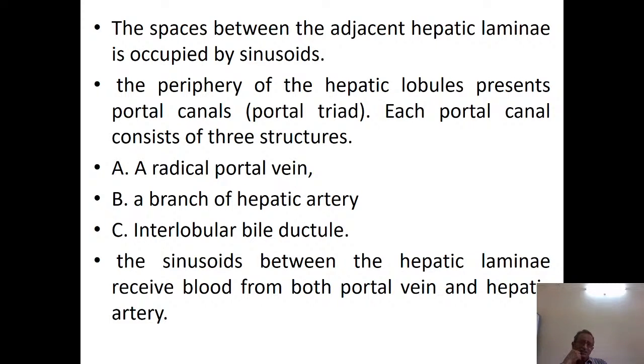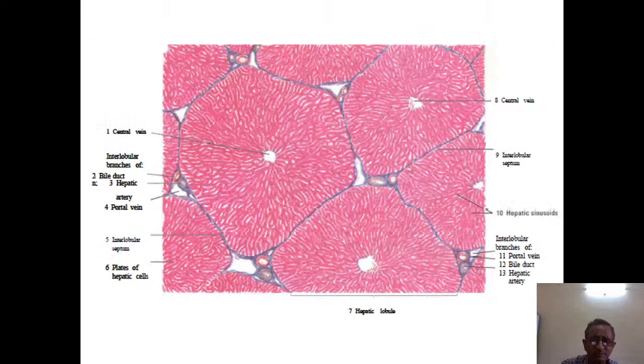The spaces between the adjacent hepatic laminae are occupied by sinusoids, as I have shown you already. The periphery of the hepatic lobules presents portal canals. Each portal canal consists of three structures: a radicle of the portal vein, a branch of the hepatic artery, and an interlobular bile duct. So this is the portal triad.